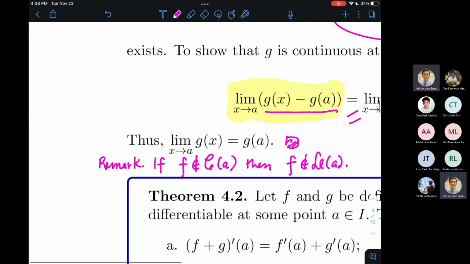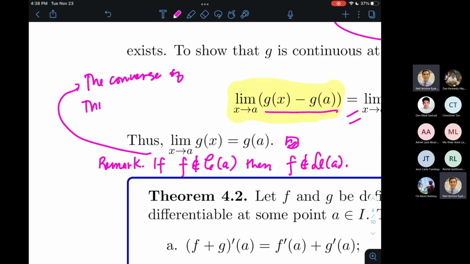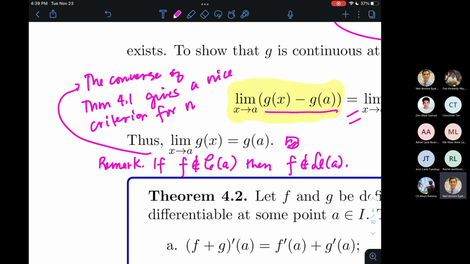So we can say here that the converse of theorem 4.1 gives a nice criterion for non-differentiability. Okay. So continuity implies differentiability. Yung converse niya, baliktad. Differentiability implies continuity. Yung converse niya, kung hindi siya continuous, hindi siya posibleng maging differentiable. Okay? So yun lang yung gusto kong idagdag dito sa remark.